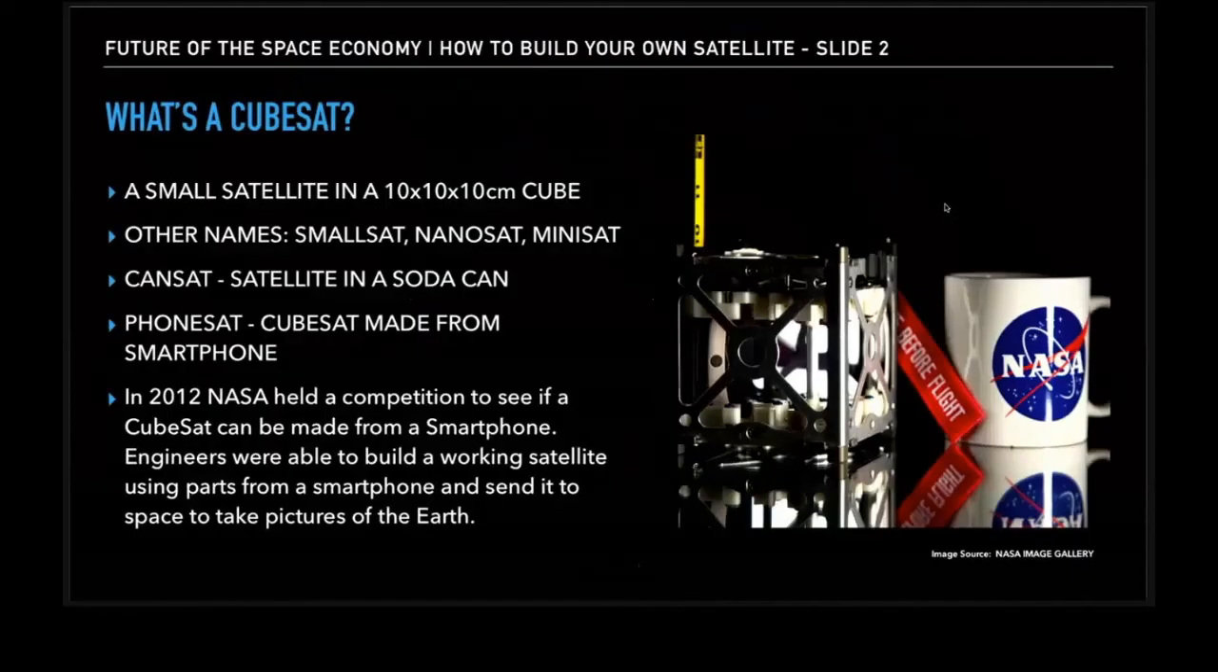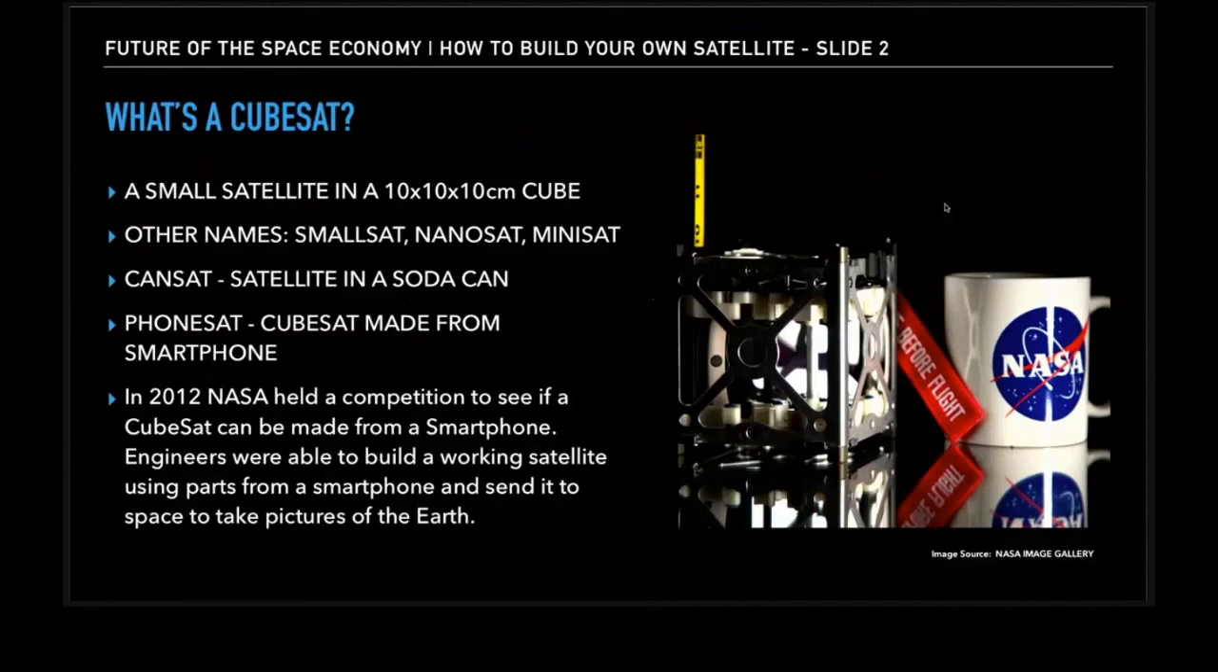So what is a CubeSat? A CubeSat is a small satellite in a cube that measures 10 centimeters on each side. Some other words you will sometimes see are small sat, nanosat, or minisat. These are just words for small satellites. You'll also see sometimes the term CanSat, and that's the same thing, a little satellite in a soda can.